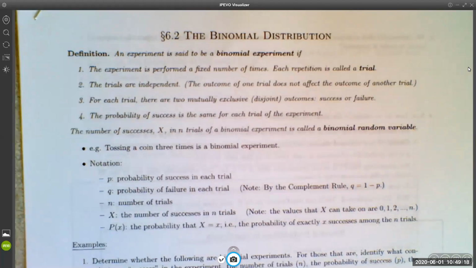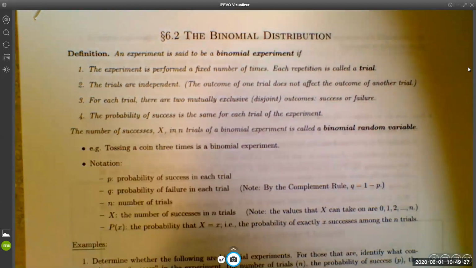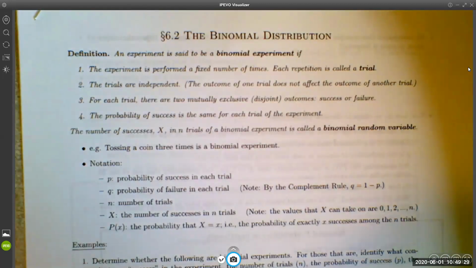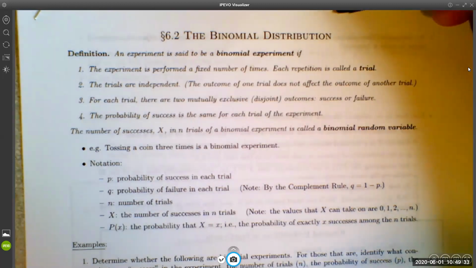All right, 6.2 is about the binomial distribution. In 6.1, we talked about discrete random variables in general, discrete probability distributions. And in this section, we'll talk more specifically about the binomial random variable, the binomial distribution. So in order to use the techniques in this section, you first have to determine whether or not the scenario you're confronted with is in fact a binomial scenario, okay?